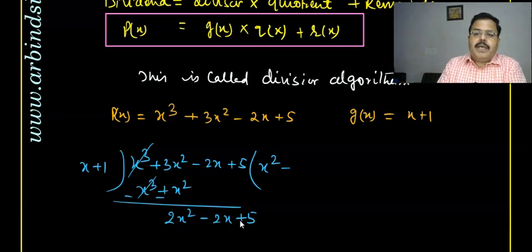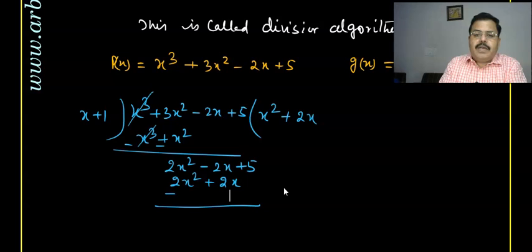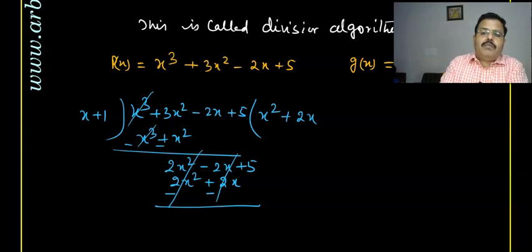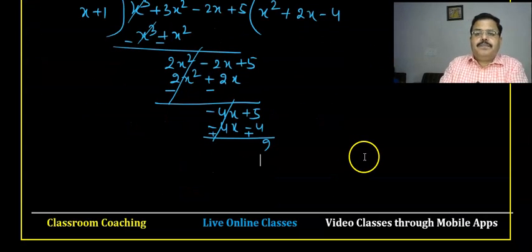Again, if you multiply by plus 2x, that will come 2x square plus 2x. I change the sign because I need to subtract, so these two cancel, and minus 2x minus 2x will be minus 4x plus 5. If I multiply by minus 4, it will be minus 4x minus 4, and to cancel, 5 plus 4 is 9. So here the remainder is 9, isn't it?